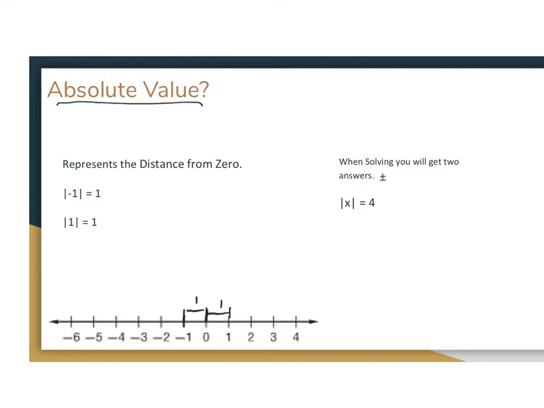When we're solving equations that have a variable in the absolute value, we get two solutions, because x can equal -4 or 4. So there's a positive and a negative solution because the absolute value of -4 is equal to 4. Likewise, the absolute value of 4 is equal to 4. With this in mind, let's do some practice.